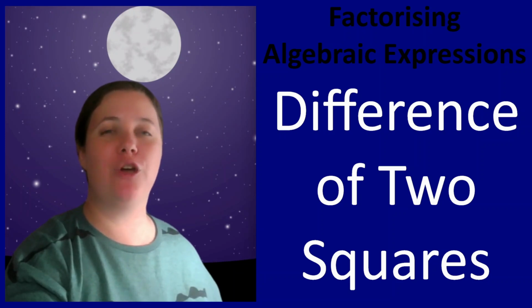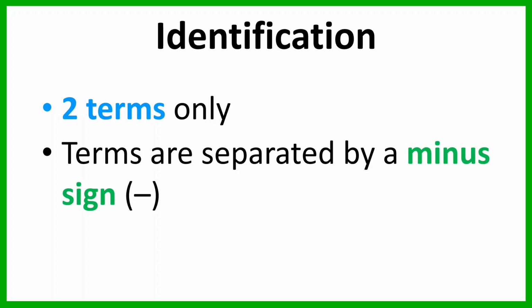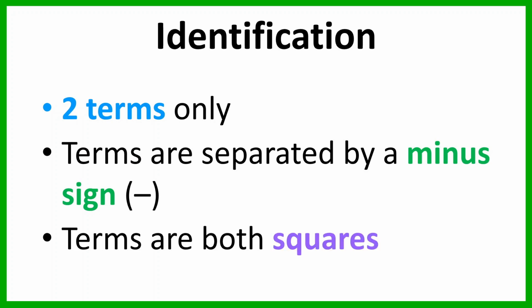Hi, today we're going to be learning about factorizing algebraic expressions with difference of two squares. When you're going to factorize an algebraic expression that has difference of two squares, you first need to know how to identify it. So you need to know that it must have two terms only. There must be a minus sign between those two terms because it's the difference of two squares, and difference means minus. And then the terms must both be squares.